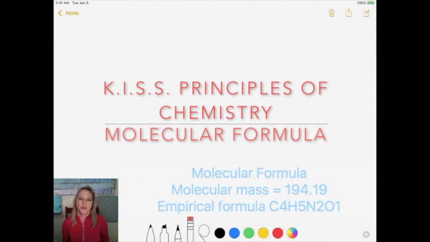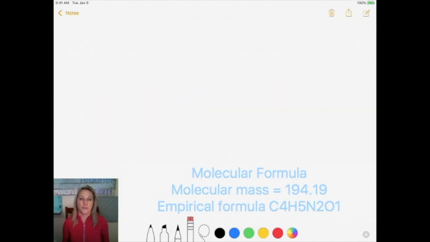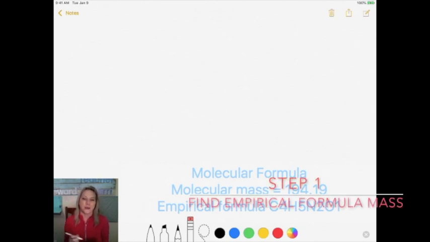Today we're going to be working through molecular formula when given the empirical formula. For this example, we will be using the empirical formula from the last lesson I gave, which is C4H5N2O1. And we're given the molecular mass of 194.19 grams per mole. So what we need to find out now, our first step, is to find out the mass of the empirical formula.